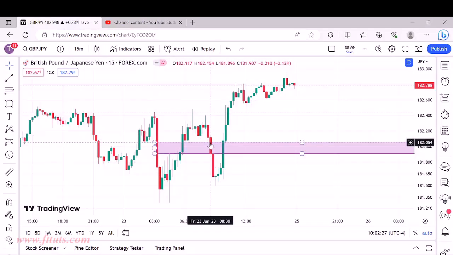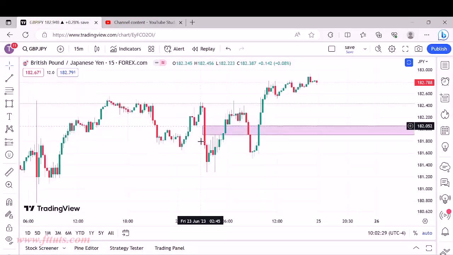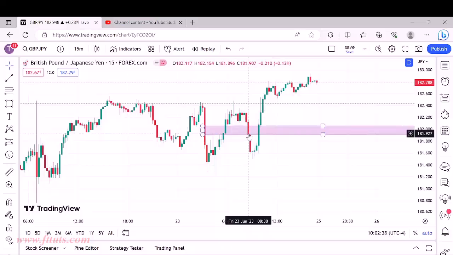You'll get Judas swings in London session, which we had right here. There was a Judas swing during London session, and we had the Judas swing during New York session as well. This is a Judas swing. Some people call it turtle soup, Judas swing, potato, same crap really. It's basically just a fake run.